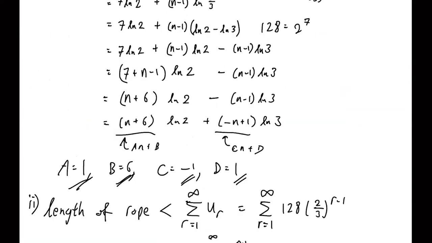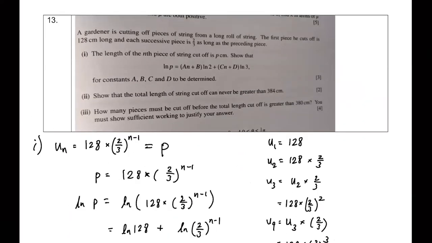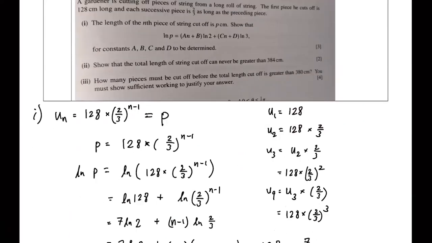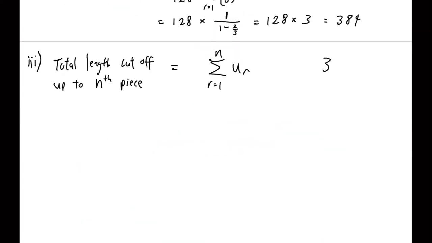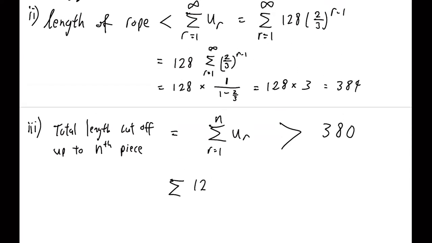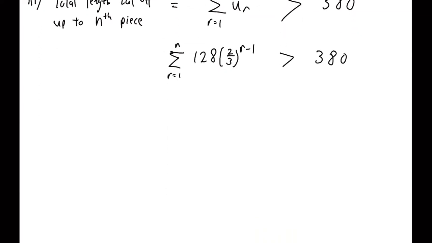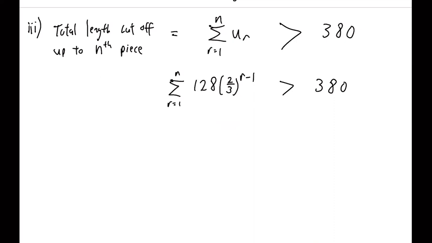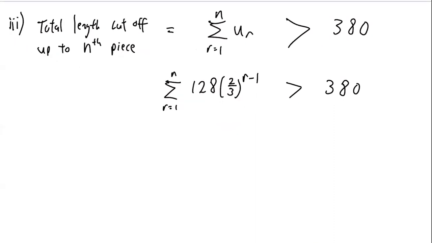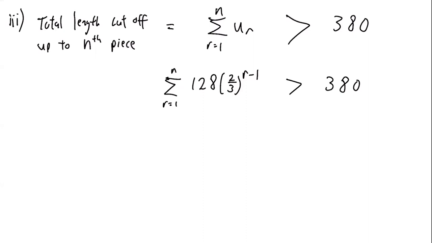Let me read the question again. The total length cut off is greater than 380. Okay, so that means we need this to be more than 380. Then we can just substitute in ur with what we had, which is 128 times 2/3 to the power of r minus 1, with r going from 1 to n, more than 380. So how do we simplify the left-hand side? This is really just a geometric series. So maybe it's easier if I factor out the 128 first. Okay, like this. And then I divide over.